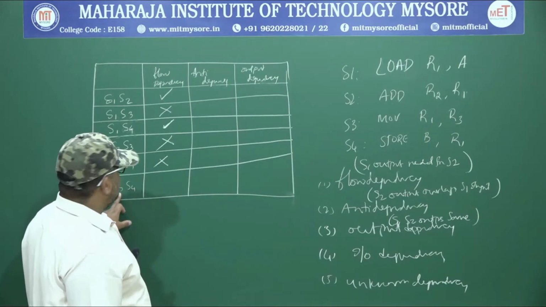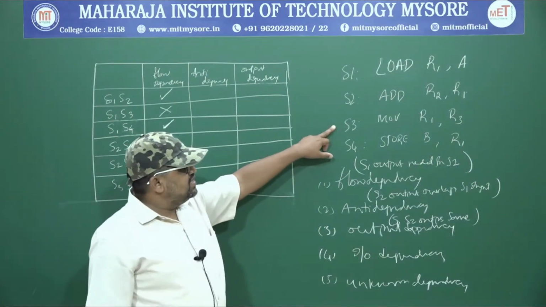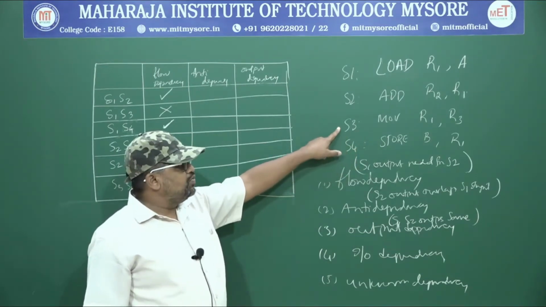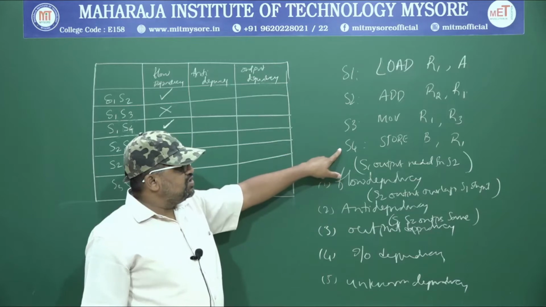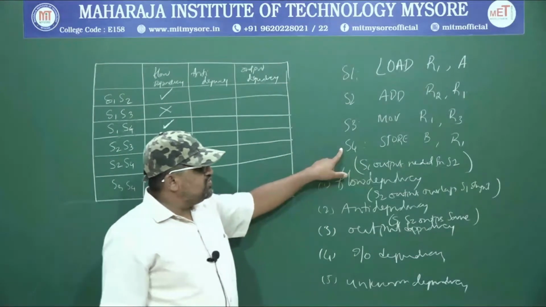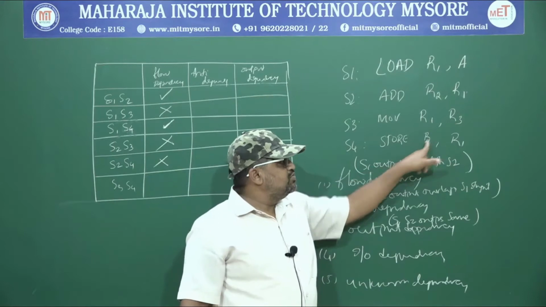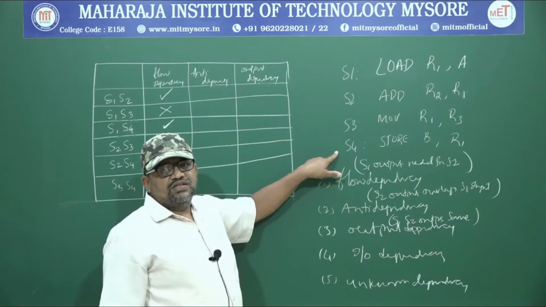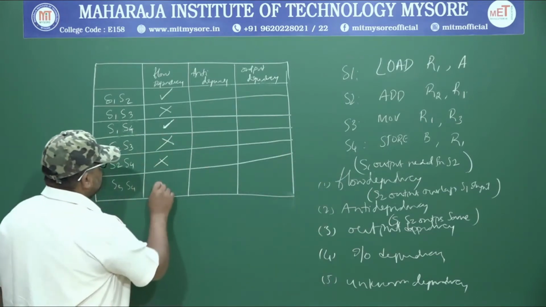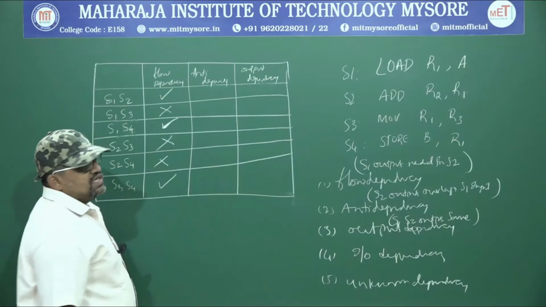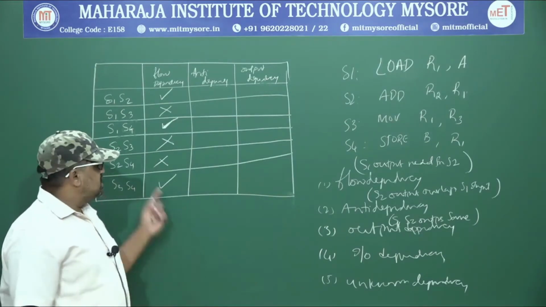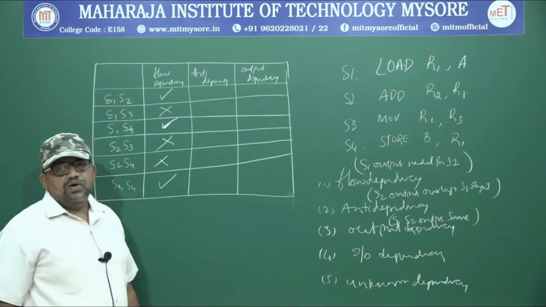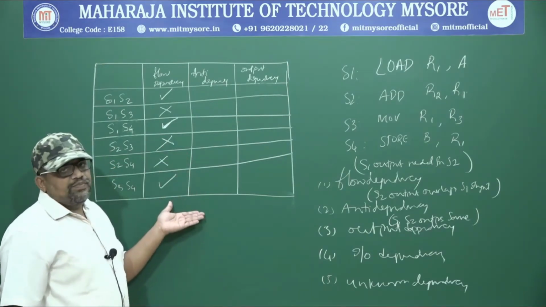Now looking into S3 and S4. What is the output of S3? R1, because we are moving the contents of R3 to R1. What is the input of S4? The input of S4 is R1. We need the value of R1 to move to memory location B. So the output is what the input needs in S3 and S4. So I am going to put a yes mark here, a tick mark, a cross and a tick. So this method I have derived on my own to find the dependencies.